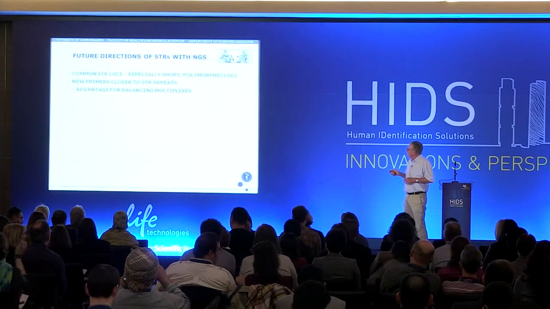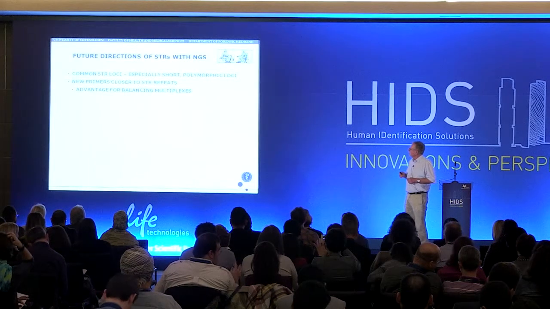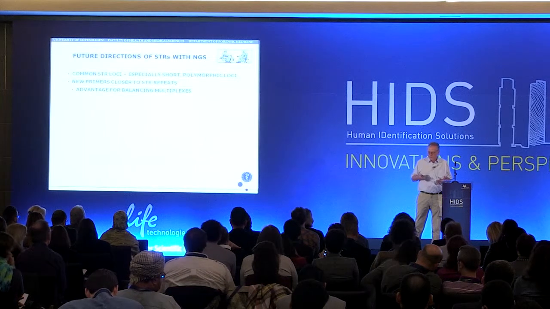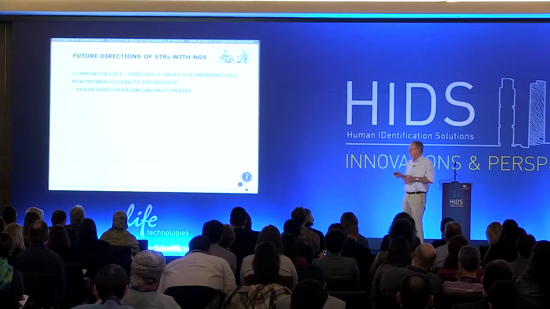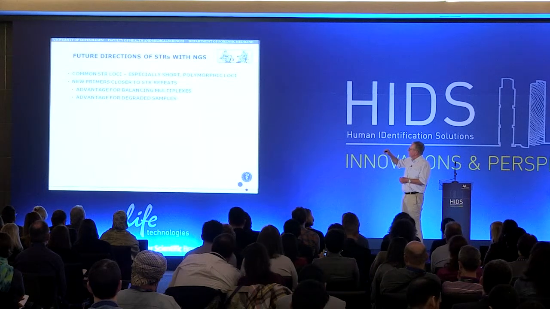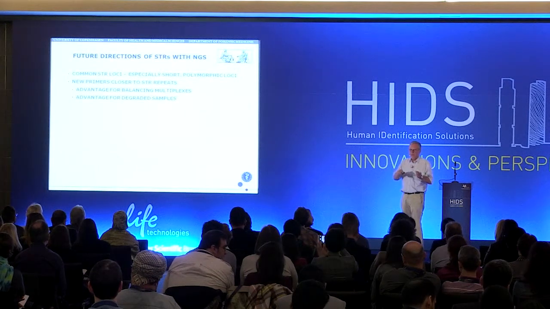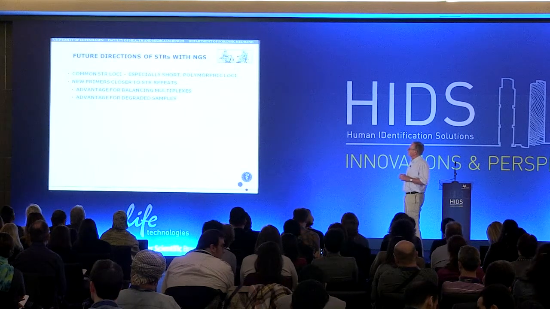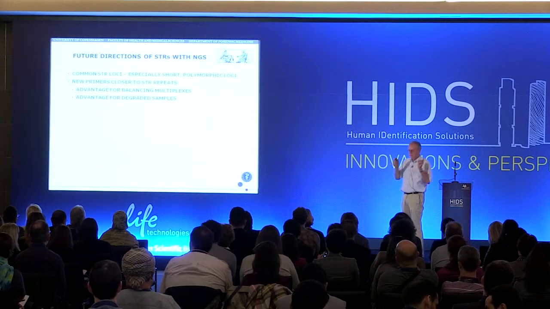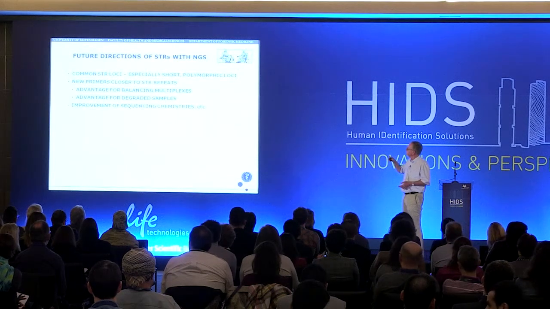And of course, we would like to see more of these kits with new primers that are closer to the STR repeats, because it will be easier for us to work with these more well-balanced kits. And it would be an advantage for the degraded samples, because the risk of having a break in the synthesis or in the DNA will be lower if the region that you are PCR amplifying is shorter, obviously.